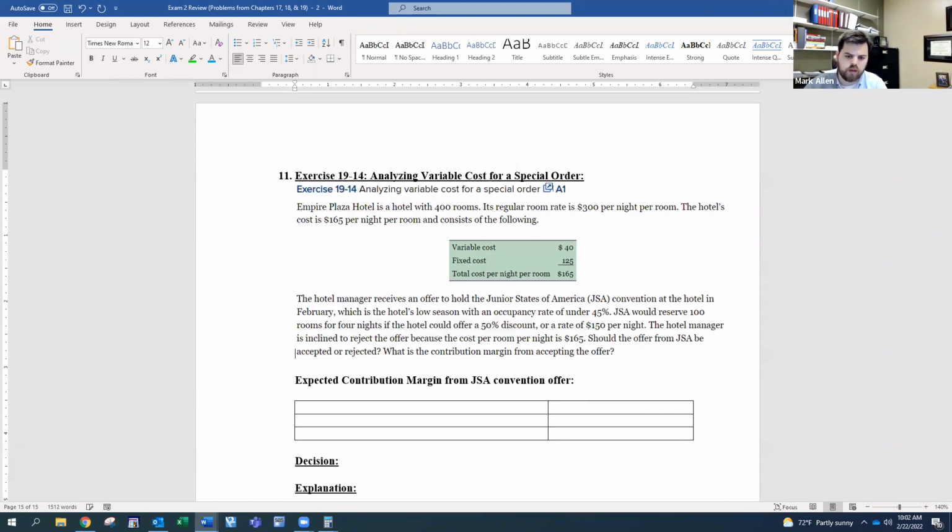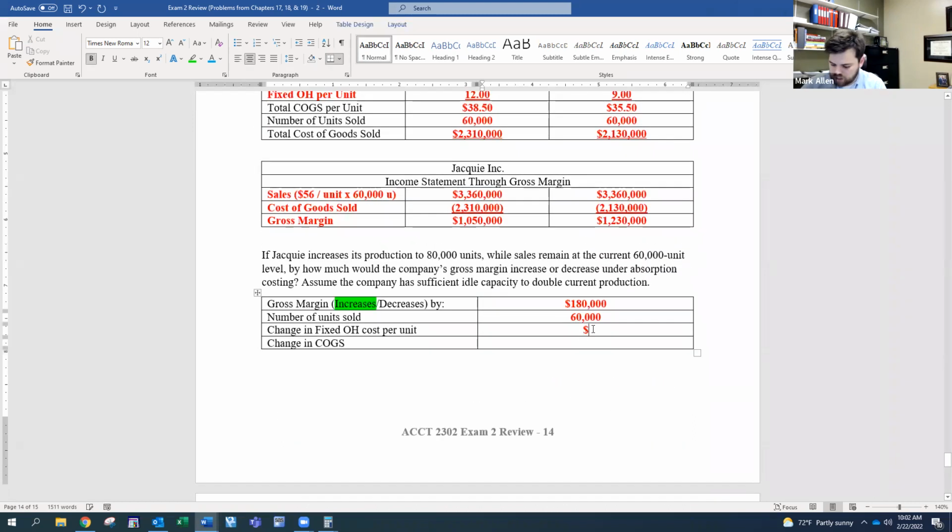Oops, I must have accidentally turned off number lock for a second. Each one of those actually had $3 less in fixed overhead assigned to it. That means that the change in cost of goods sold is $180,000, and that is, of course, going to be equivalent to the change in gross margin.